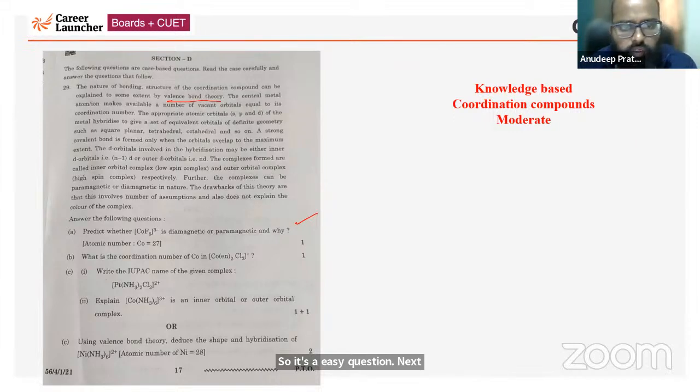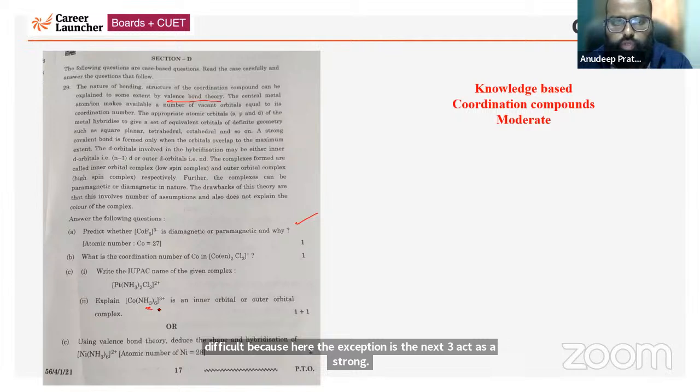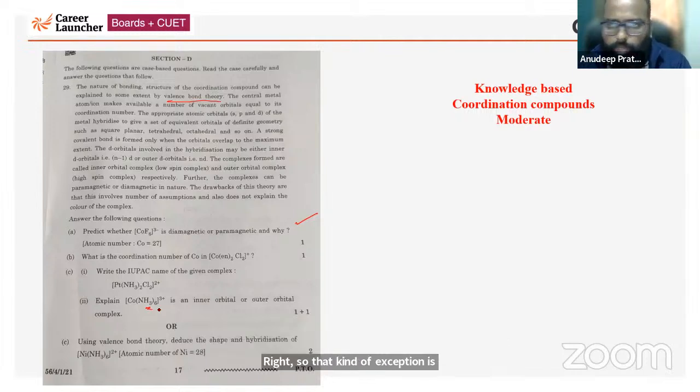Next one is whether it is an inner orbital or outer orbital complex. That is kind of difficult, because here an exception is there. NH3 acts as a strong ligand there, right? So that kind of exception is there. That may be a difficult question for some of you. But if you remember that ammonia is a strong ligand for cobalt, then it will be easy.